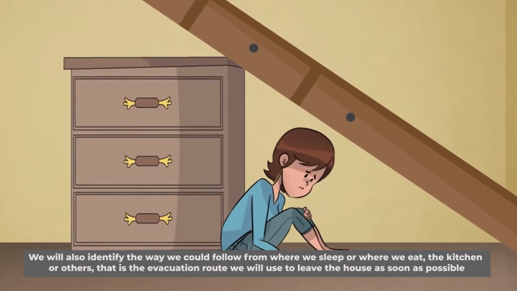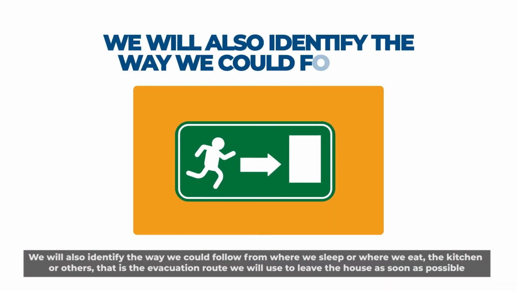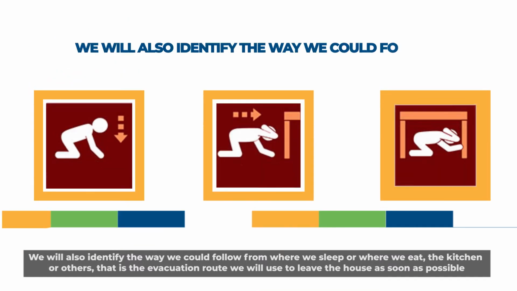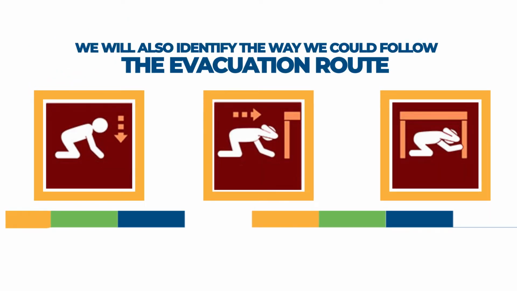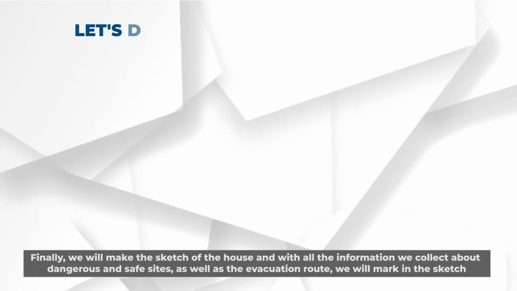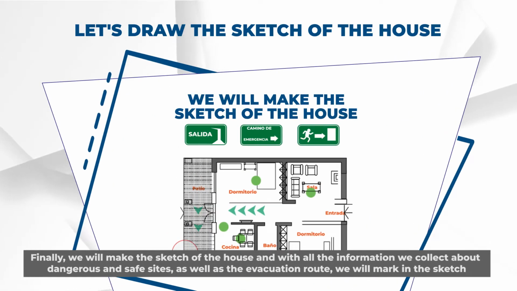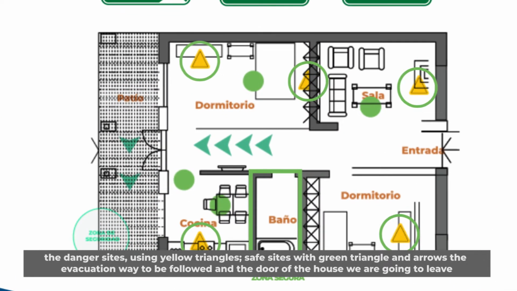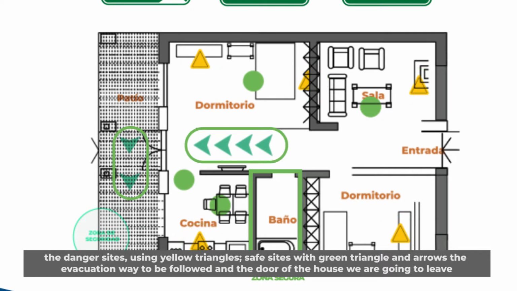We will also identify the way we could follow from where we sleep or where we eat, the kitchen or others. That is the evacuation route we will use to leave the house as soon as possible. Finally, we will make the sketch of the house, and with all the information we collect about dangerous and safe sites, as well as the evacuation route, we will mark on the sketch the danger sites using yellow triangles, safe sites with green triangles, and arrows showing the evacuation way to be followed and the door of the house we are going to leave.